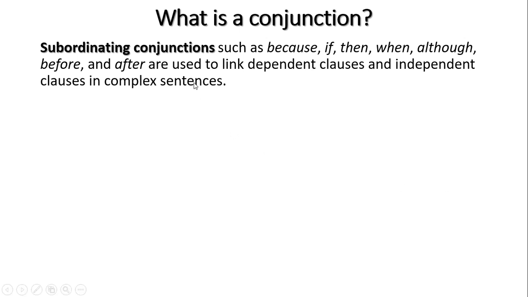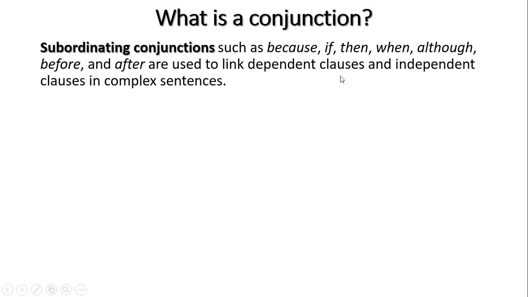Now, subordinating conjunctions. These are some examples of common subordinating conjunctions, like the word because, or the word if, then, when, although, before, and after. And boys and girls, I want to make sure you understand there are more subordinating conjunctions than just these 7 that are listed here. The book just makes reference of them. These are words that you would use to start a dependent clause.